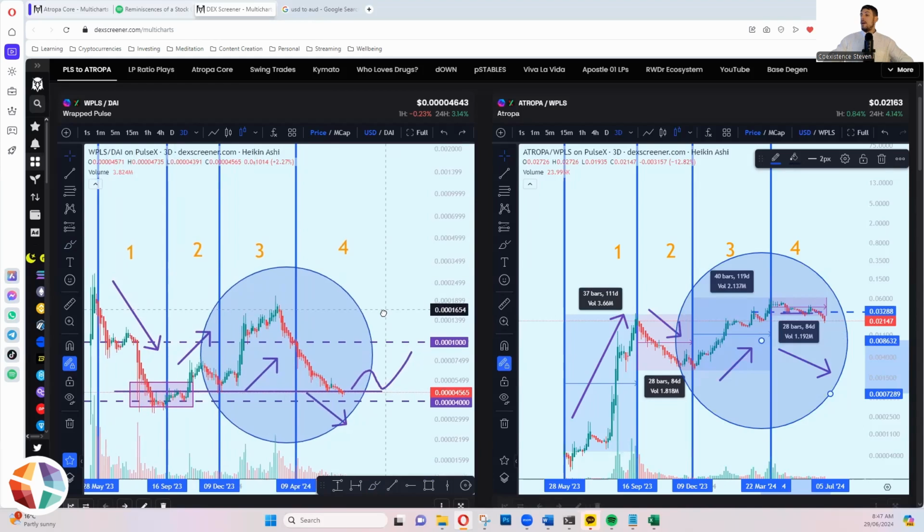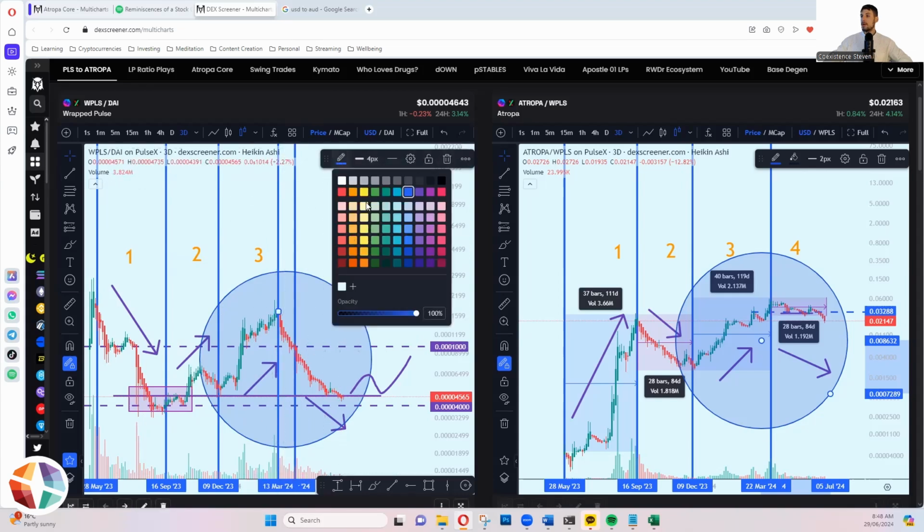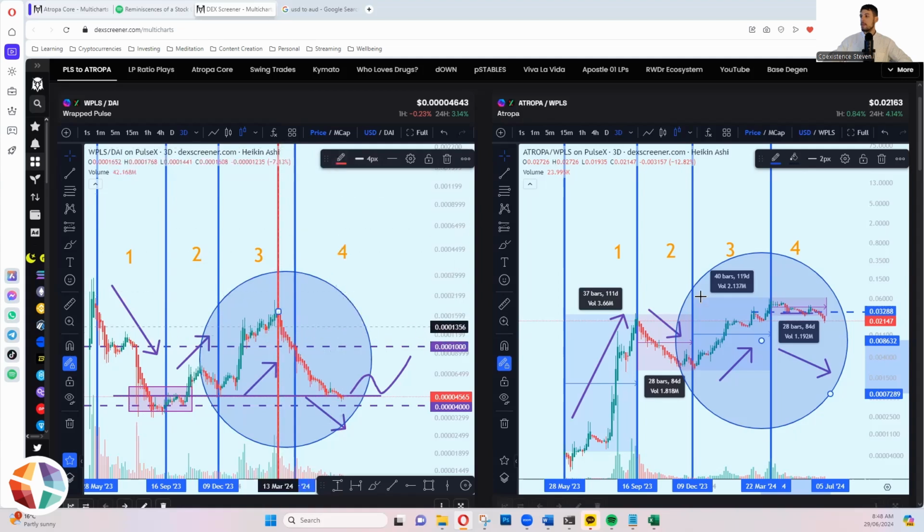So now what is interesting here is this date here where we saw the reversal. Let's get a different color for this one just to make it clear. This was a very key point here where Pulsechain actually reversed. So this was the 13th of March. This is where the reversal happened on the 13th of March.